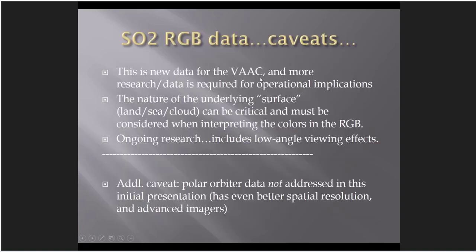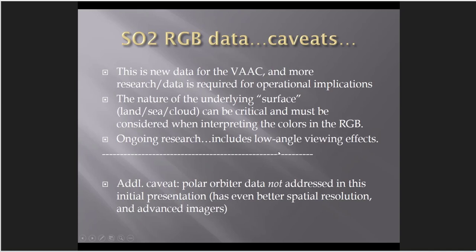Some caveats about the SO2 RGB data. This is new data for the VAAC and the Anchorage VAAC. More research and case studies are required for operational implications. The nature of the underlying surface, this has been shown in the past with other case studies with GOES-16. The background, land, sea, or cloud, can be critical as to what color you see on the SO2 image for the plume, and must be considered when interpreting the colors on the RGB. This is ongoing research, and this also includes the low angle viewing effects.